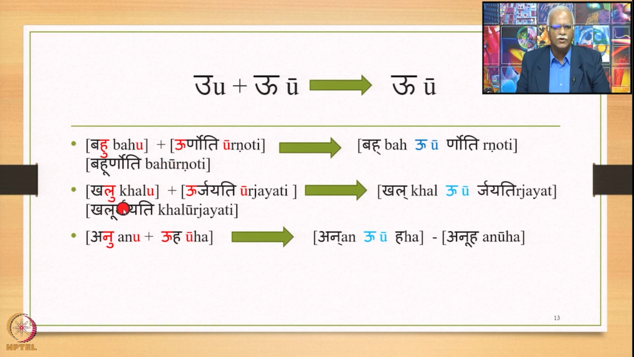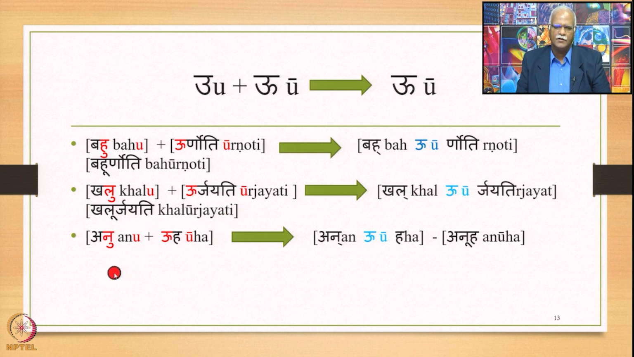Similarly, you have khalu plus urjayati. Once again an example of a similar kind where you have u at the end of the first pada and long u at the beginning of the second pada, and the speaker intends to utter these two words in close proximity, that is samhita mode. And so 6.1.101 applies and generates the output in the form khal, urjayati. When we join them together, we get khalurjayati.